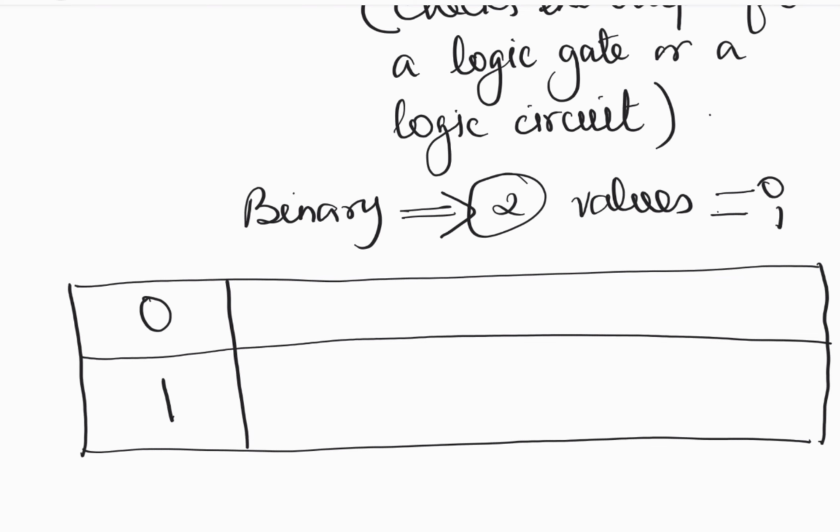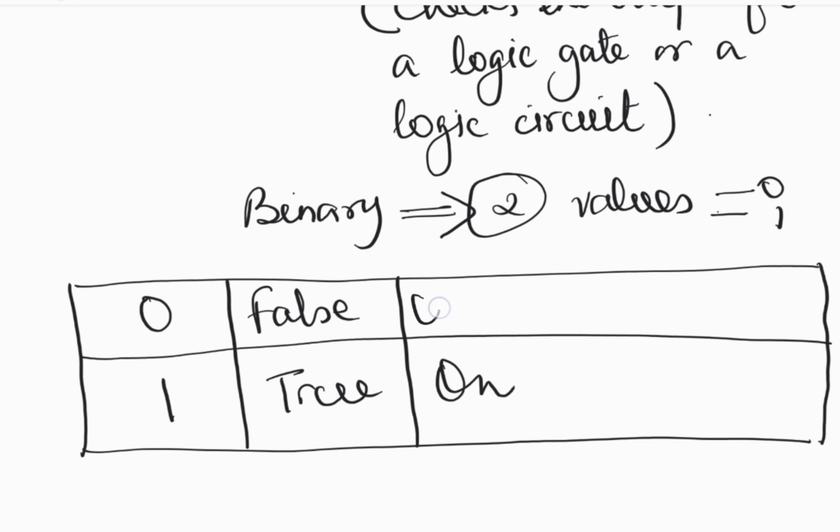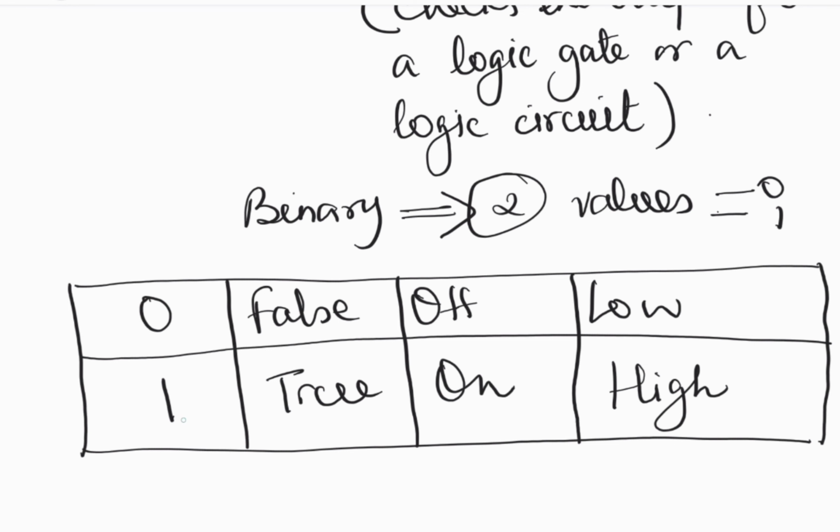Now, when you talk about the logic gate, 1 can be true and 0 is going to be false. 1 can be on, 0 is going to be off. 1 can also be high and 0 is going to be low. So when we are dealing with logic gates, we'll use either of the two combinations. Again, just to put it together, you're going to use the two values: either 0, 1, false, true, off, on, low, high.